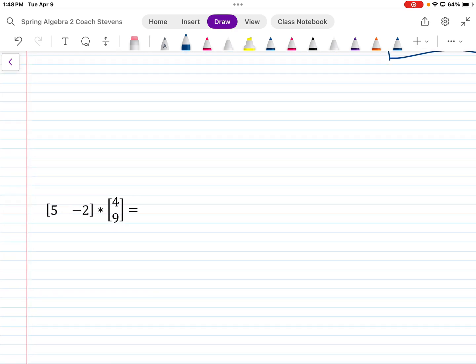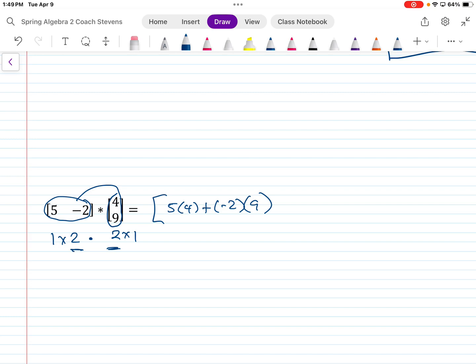We have again, rows by columns. We have a 1 by 2 times a 2 by 1. So since the inner parts match, that means we can go ahead and do the multiplication here. We didn't check it on the last one, but we got to make sure we check it from here on out, because if those inner numbers don't match, then we can't do it. So as I do this one, we take this row, multiply it by that column. So that gives me 5 times 4 plus -2 times 9.